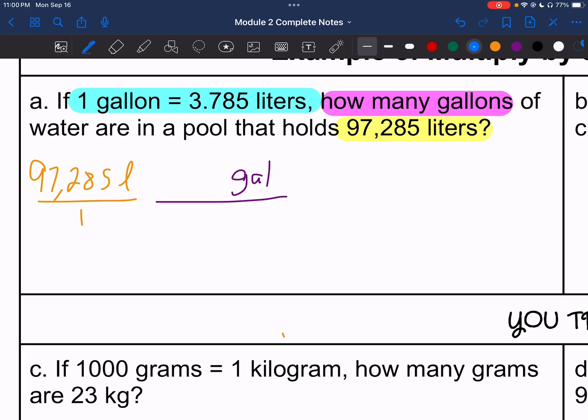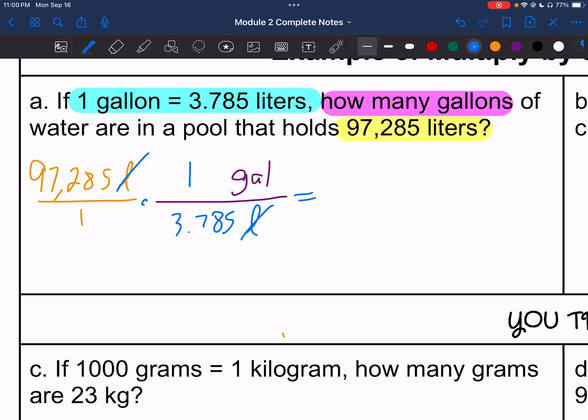So gallons, 1 gallon is going to be equal to 3.785 liters. Okay, and we are multiplying here. And that's our conversion, right? Because once we do this, liters cancel out, and I'm only left with gallons as my unit. There's no other units anywhere else in this problem.